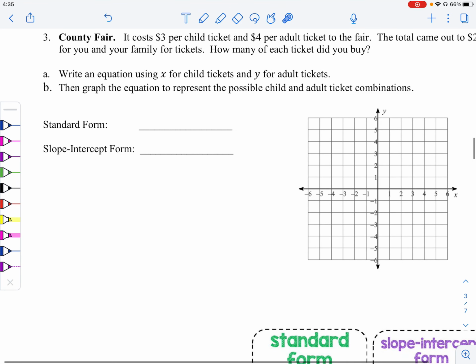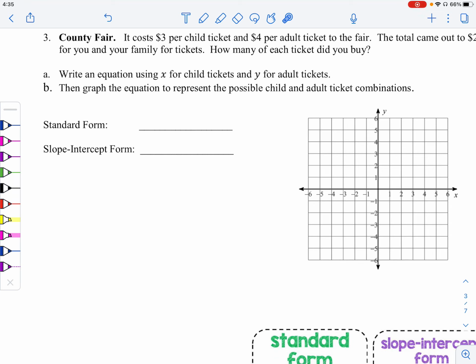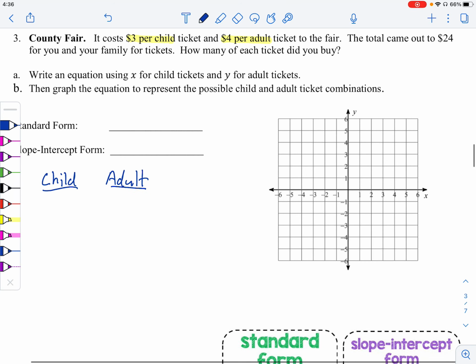Okay, so we're going to apply this. We're going to use categories here. So we have child and we have adult. I'm going to write that in the category. So we got child and adults. And then we're looking at our next one, which is total cost, right? $24. And put money here for cost.